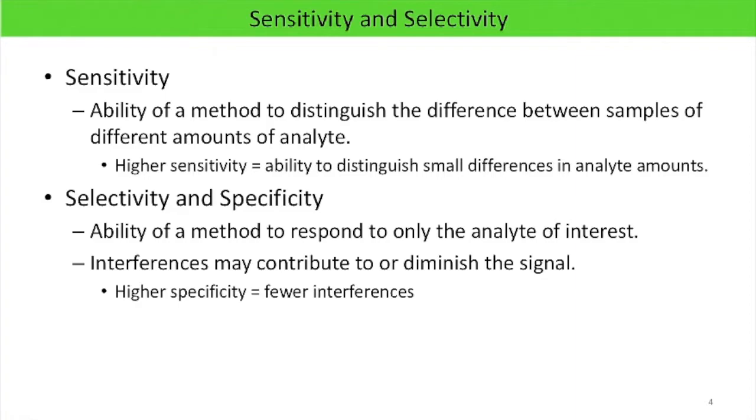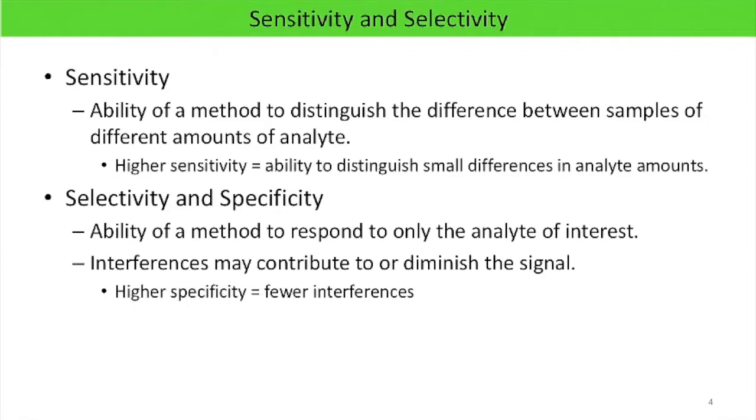So if your method is supposed to only measure one particular protein, you want to make sure that that method is selective or specific to that particular protein. So blood, for example, has hundreds of thousands of different proteins in it. If your method can only measure one of those proteins, the one that you're interested in, you could say that's a very selective method.